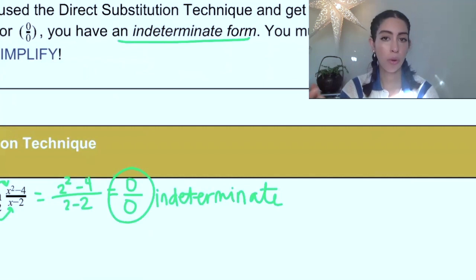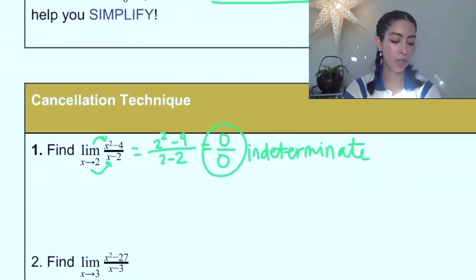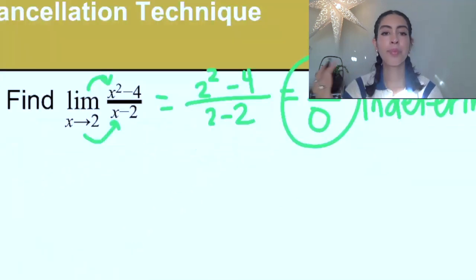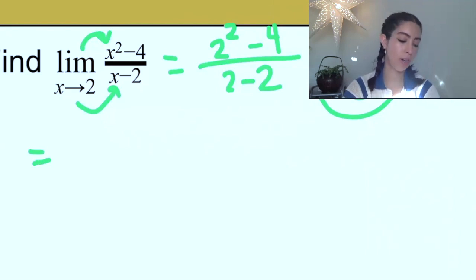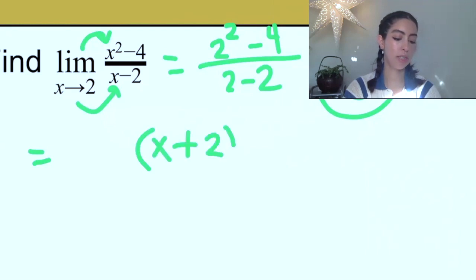Most likely it's a hole, or it could be a vertical asymptote, some kind of discontinuity, but we still can hopefully find a limit. So the first technique we're going to use is factoring. If I look at this function x squared minus 4 divided by x minus 2, I can go ahead and factor that x squared minus 4 and break that down to x plus 2 times x minus 2.